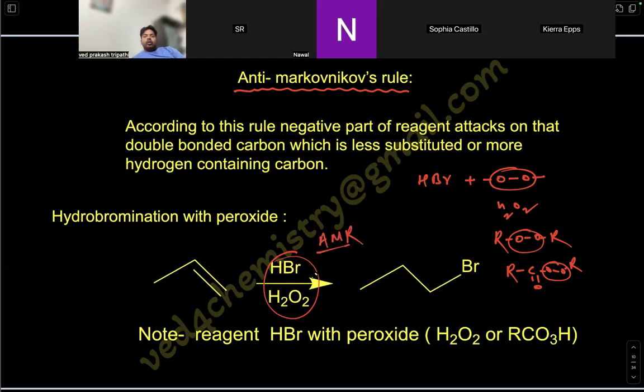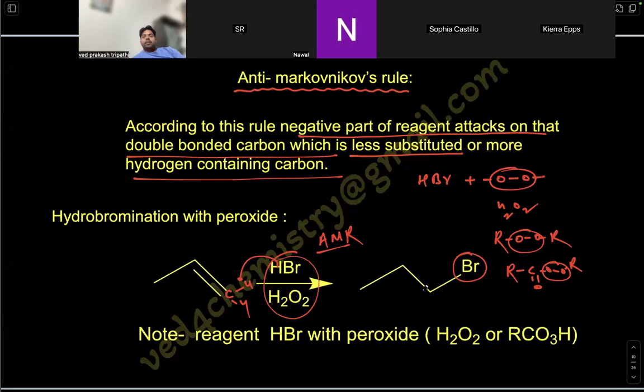And anti-Markovnikov's means just the opposite of Markovnikov's, which means the negative part of the reagent attacks on that double bonded carbon which is less substituted or more hydrogen containing carbon. So this carbon has more hydrogen. So Br would be here. So we have this one. Make sense?